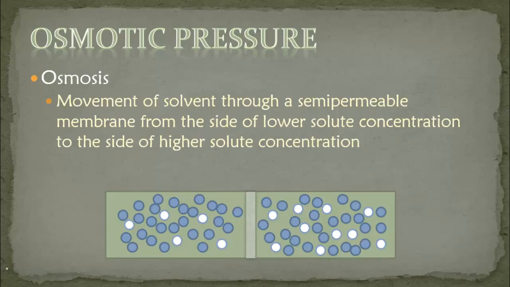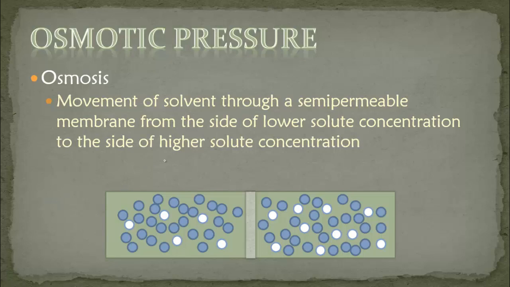The last one we're going to look at tonight is osmotic pressure. Osmotic pressure has to do with osmosis. Osmosis you should be semi-familiar with because I'm sure you talked about it last year in biology. This is defined as the movement of solvent through a semi-permeable membrane from the side of lower solute concentration to the side of higher solute concentration.